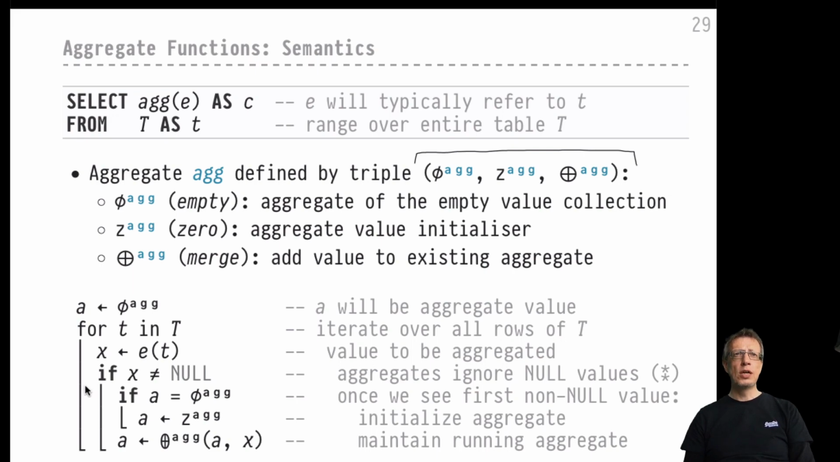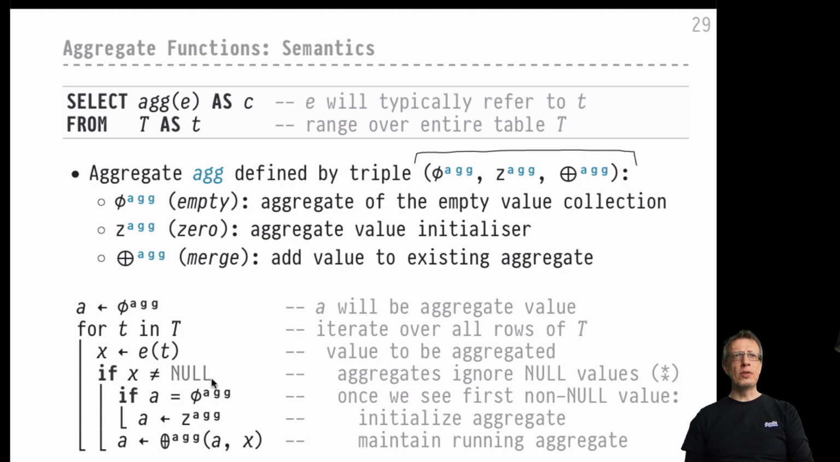If x is not the null value, then we check whether this is the first x that we have seen. If this is the case, then we will initialize our aggregate to the 0 value. Otherwise, we simply add x to the current value of the aggregate using the merge function. This gives us the new result for the aggregate, and we will iterate until we exhaust the row source T, and the current value of A at this particular point is the result of the aggregate computation. So I think that should be rather straightforward.